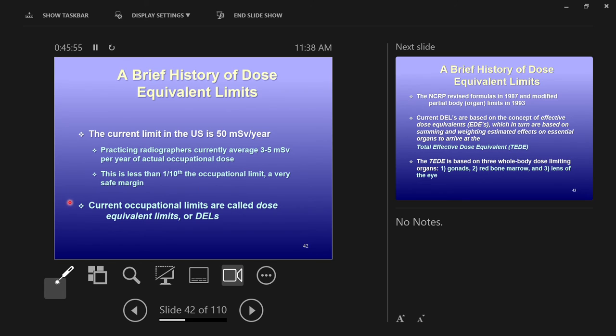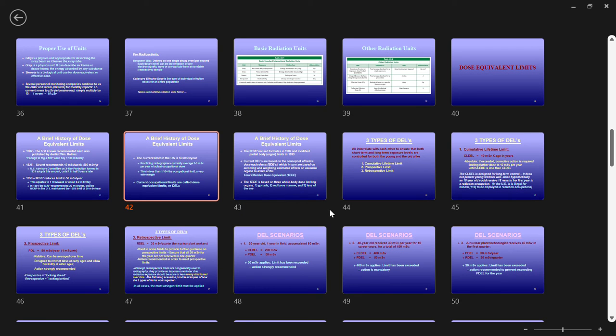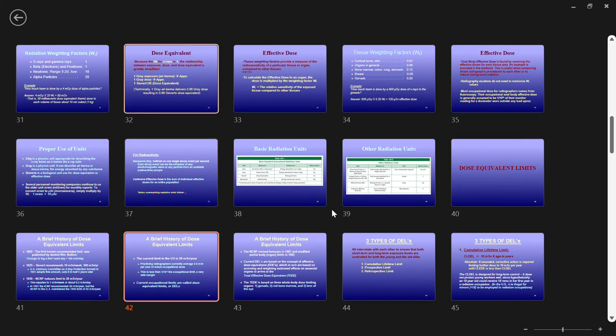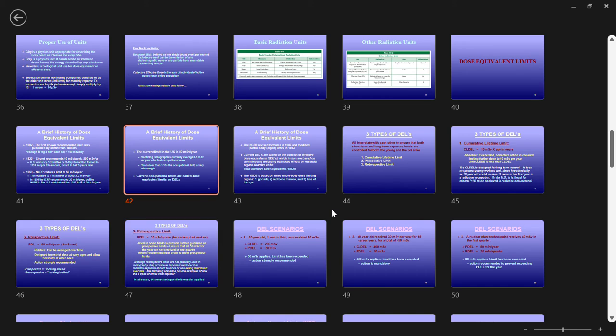Okay, so we're going to call this your yearly dose equivalent limit, or DEL. The yearly is the most important one, at least over short terms, right? There are a total of 3 dose equivalent limits to remember. The yearly is one of them. I'm going to cover these 3 right about now.